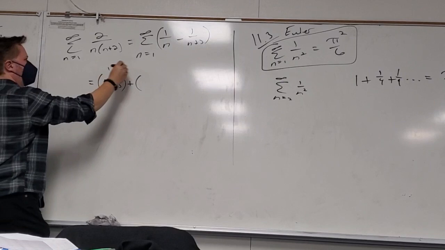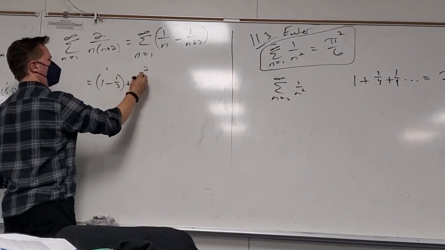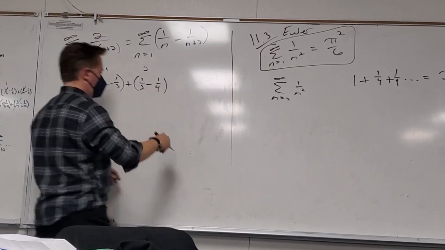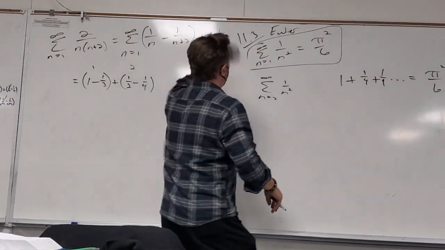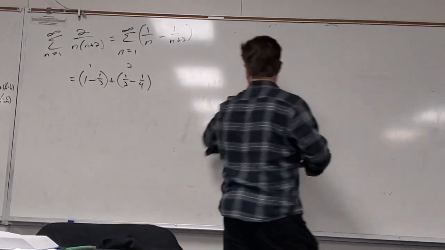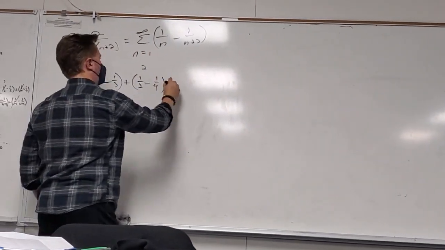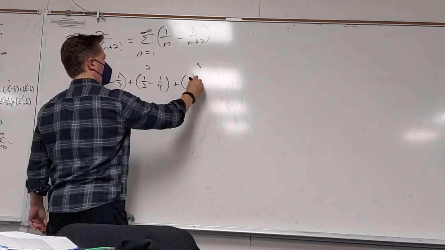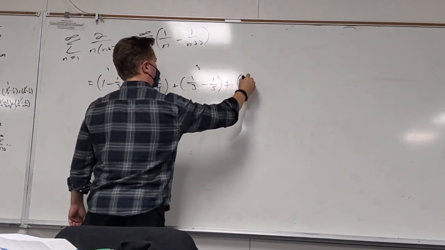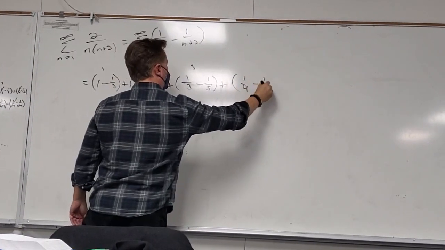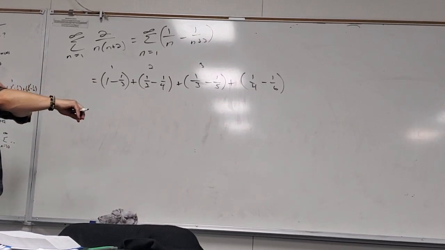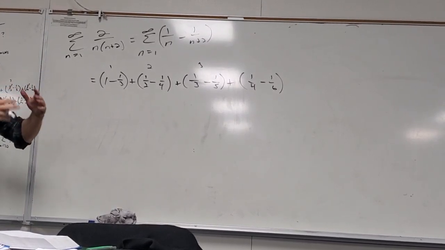So this is n equals 1. n equals 2, what do you get? 1/2 minus 1/4. Keep going. n equals 3, 1/3. n equals 4, 1/4. Right? And do you already see something happening? Does anyone notice something happening?